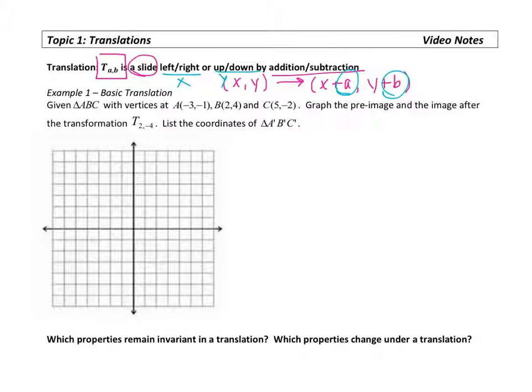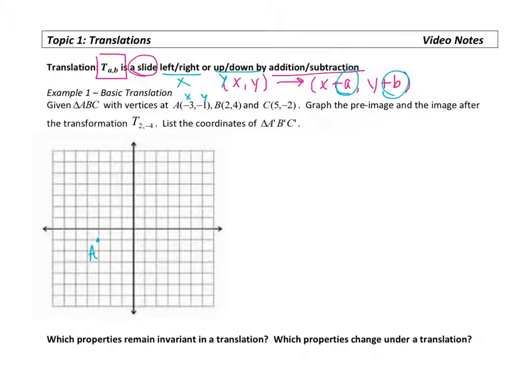So here we'll just see a basic translation in example 1, where we are given a triangle ABC with vertices -3, -1, 2, 4, and 5, -2. So just take a second to plot those points. Remember, we always think about coordinates as x comma y. They are in alphabetical order. X comes before y. So I must go left 3 and then down 1.